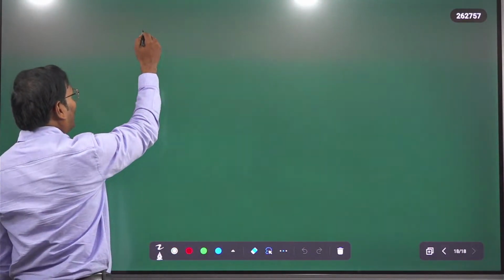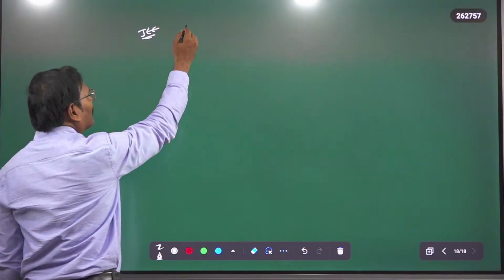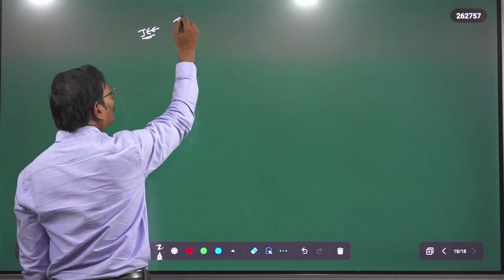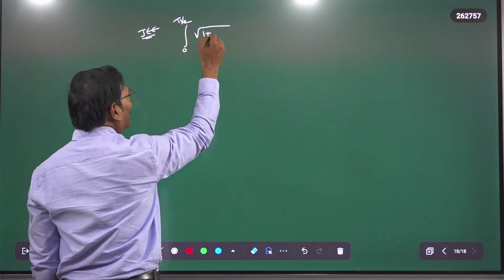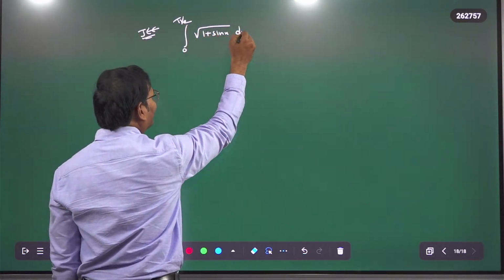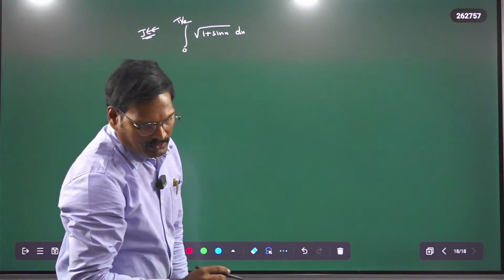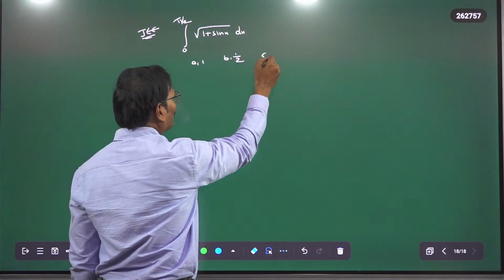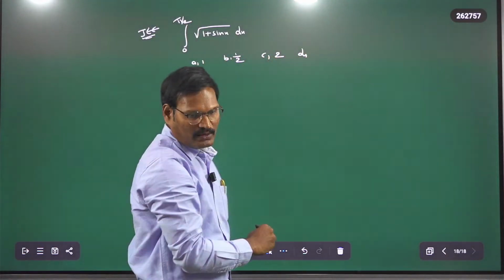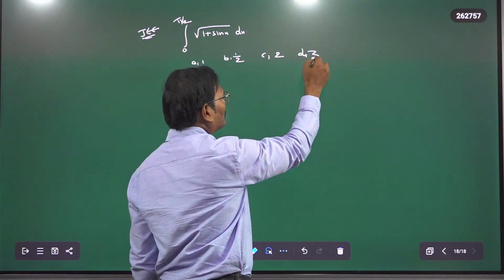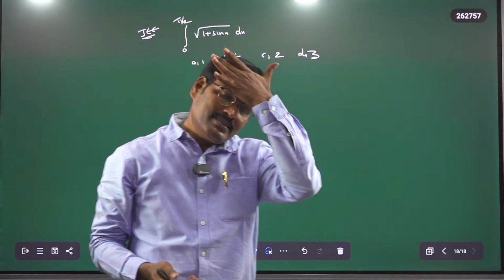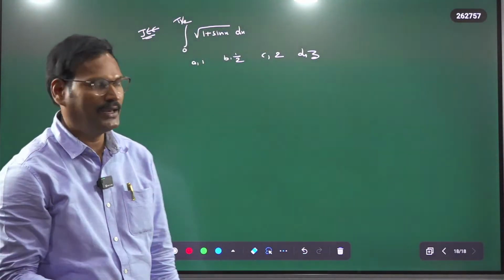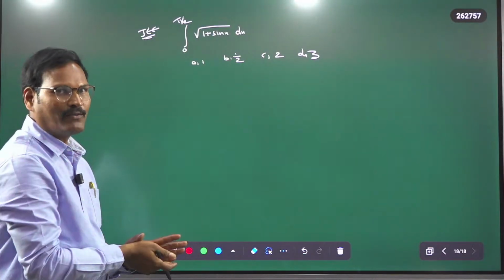Integral 0 to pi by 2 under root of 1 plus sin x dx. The answers are A equal to 1, B is equal to 1 by 2, C is equal to 2, D is equal to 3. Not exactly, you can get this type of questions in all competitive exams like MCET or JEE anyway. I found this question somewhere.